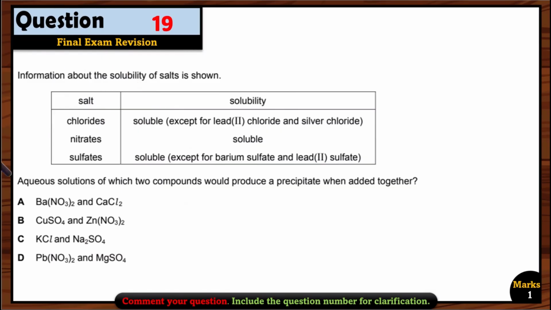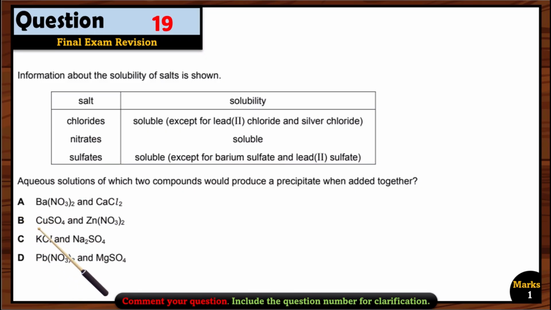Let's see question 19. Information about the solubility of salts is shown over here. Aqueous solutions of which two compounds would produce a precipitate when added together? Now let's see each option one by one. Barium nitrate, soluble. Calcium chloride, also soluble, right? Except for lead and silver. So what will be the products? The products will be barium chloride, soluble, and calcium nitrate, again soluble. So we are not going to get a precipitate. So this option is rejected.